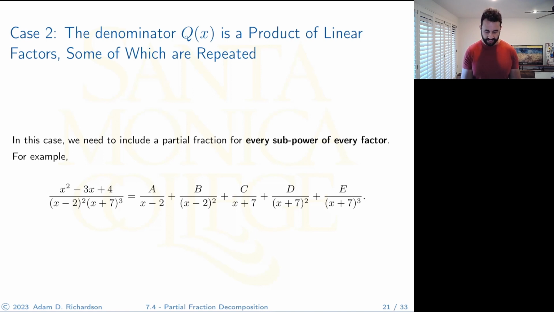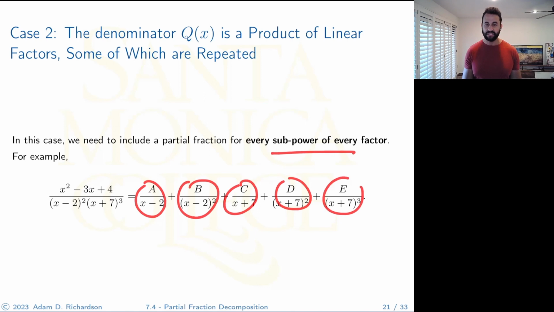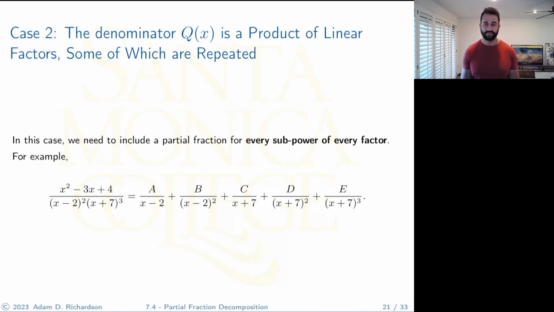So what that means is that we can decompose this fraction into a sum of fractions that look like this. So a over x minus 2, b over x minus 2 squared, c over x plus 7, d over x plus 7 squared, and e over x plus 7 cubed. So what's happening here is you need to include a partial fraction for every subpower of every factor. So now is a good time to groan because you can probably see that this would take a long time if the multiplicity of these factors is large, right? And you're going to get a very large system of equations, even with a very simple rational function.